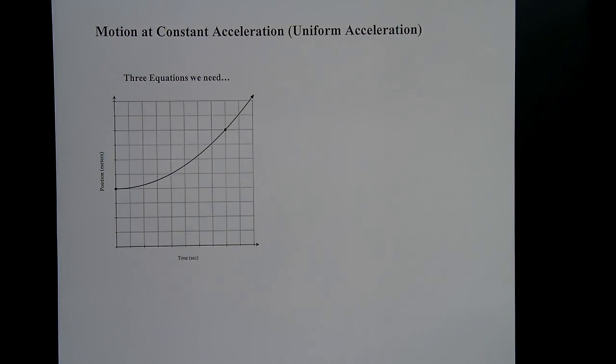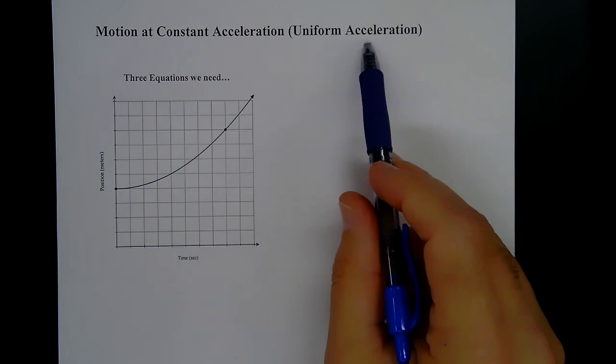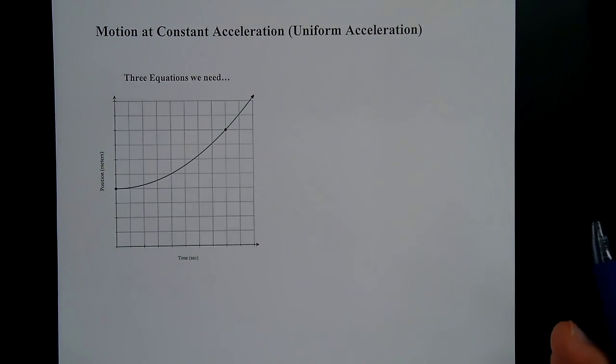So today what we're going to talk about is motion, and what's going to be really important about this is that it's under constant acceleration, or we also say uniform acceleration. And I want to pull up three different equations we're going to use in order to figure this out, okay?